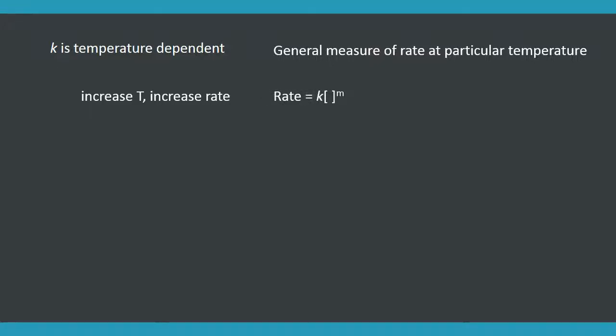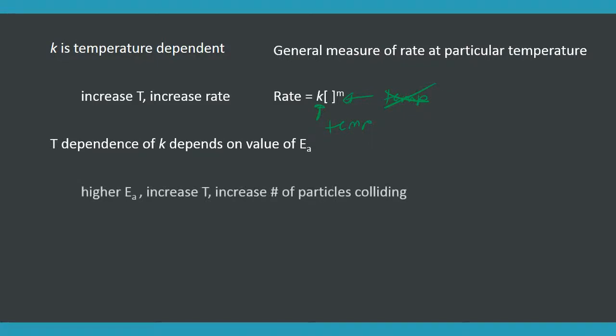Looking at the calculation itself that we've discussed in 16.1, we know that concentration is not temperature affected, right? That's just solely affected by concentration. So therefore, the only thing in the rate expression that can be temperature affected is k. So the temperature dependence of k depends on the value of the activation energy for that reaction.